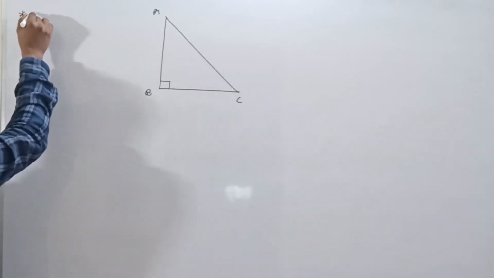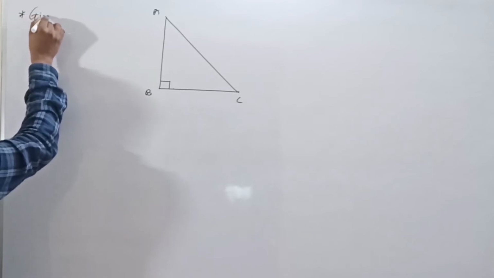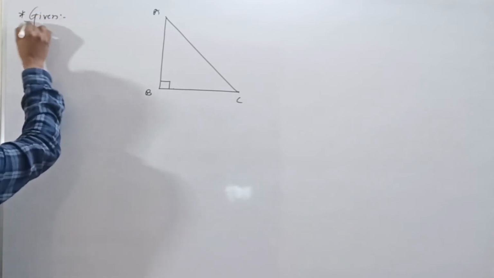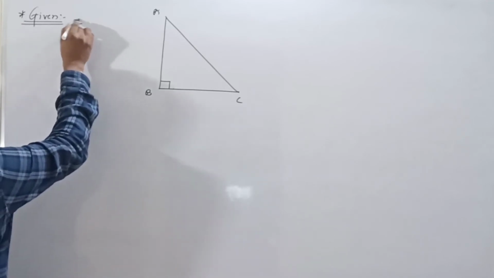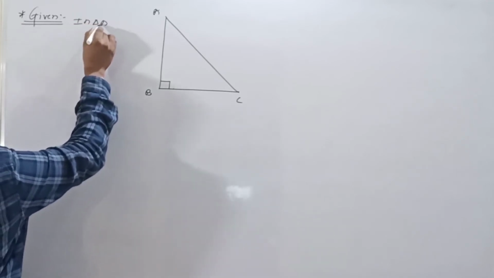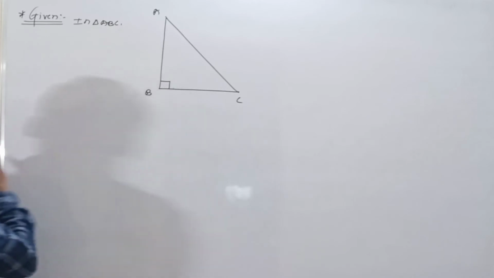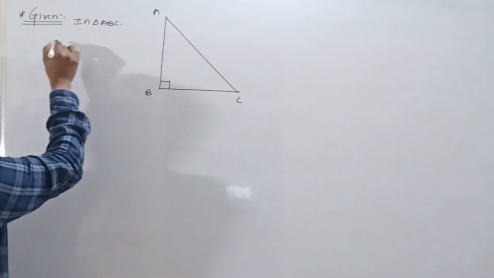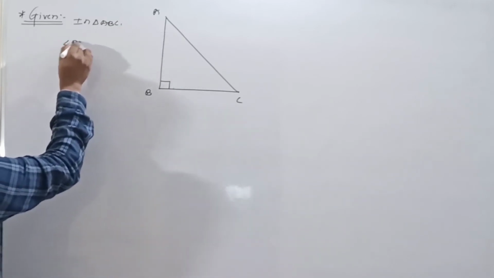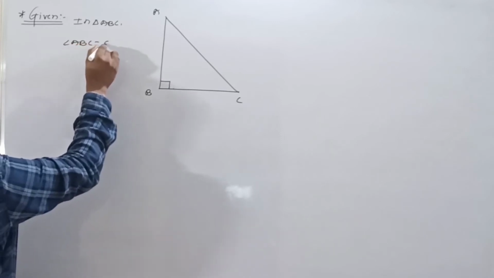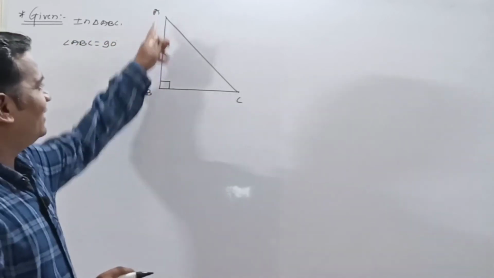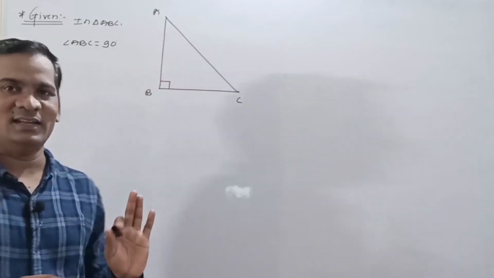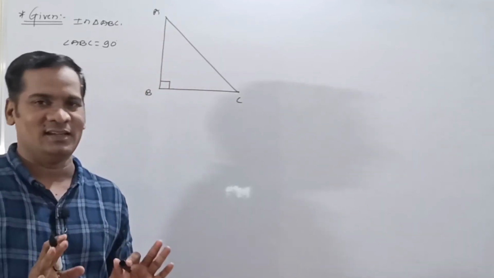So given is what? Given is in a triangle ABC. Look at this. In a triangle ABC, angle ABC is equal to 90 degree. Okay, this much is given. Angle ABC is equal to 90 degree. That means this triangle is a right angle triangle.